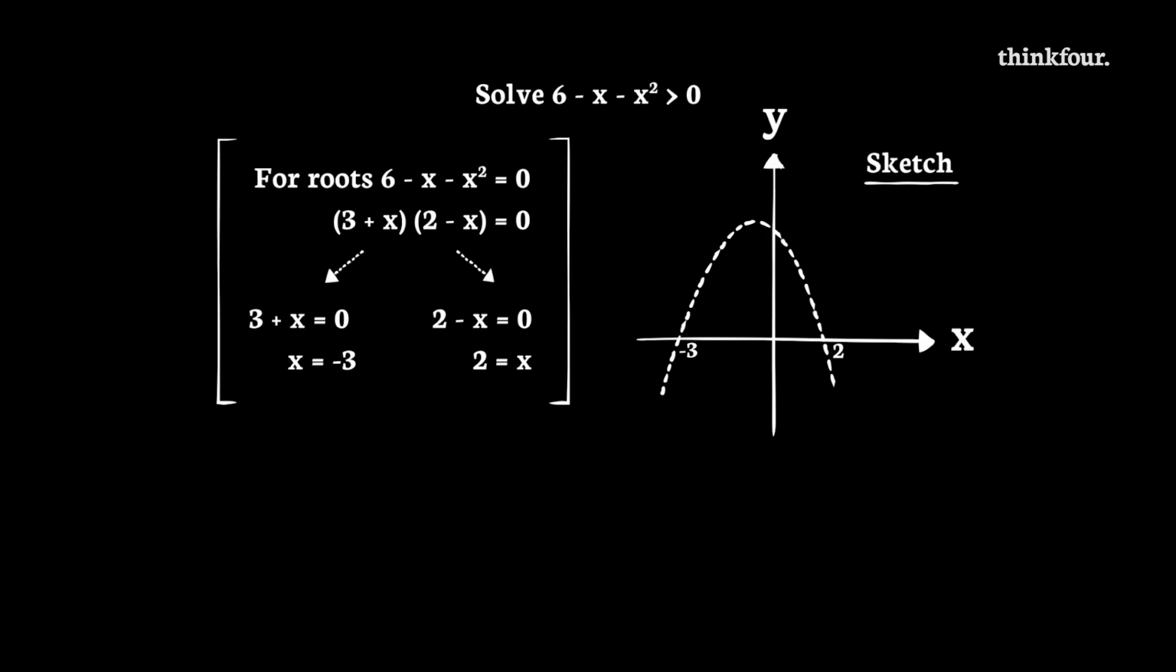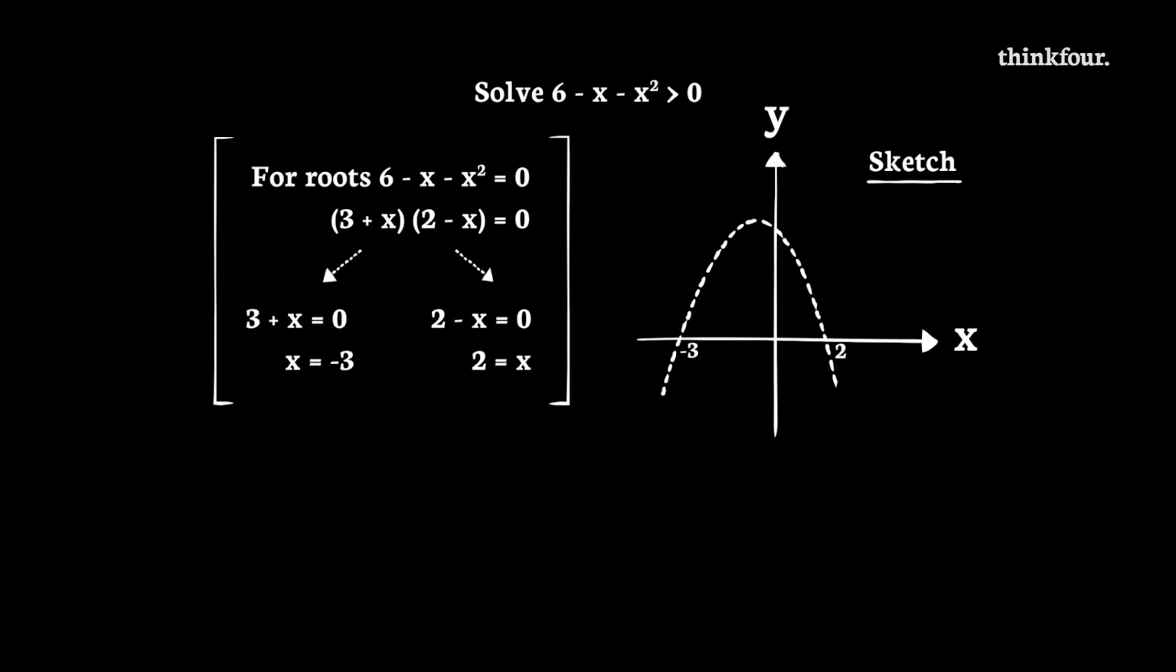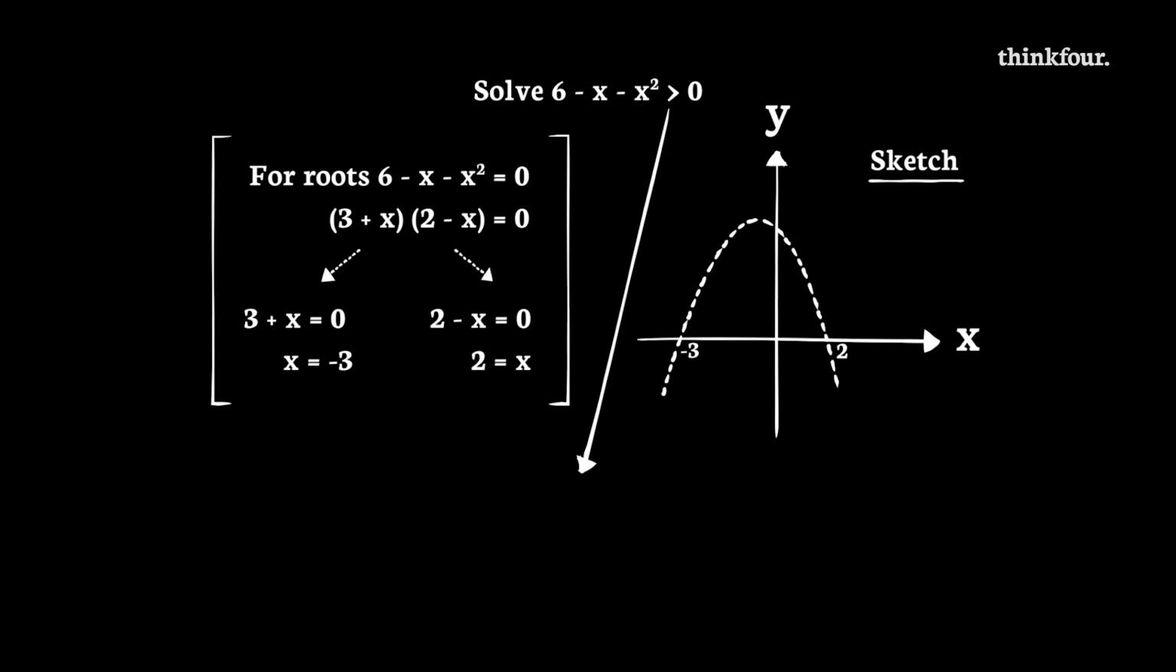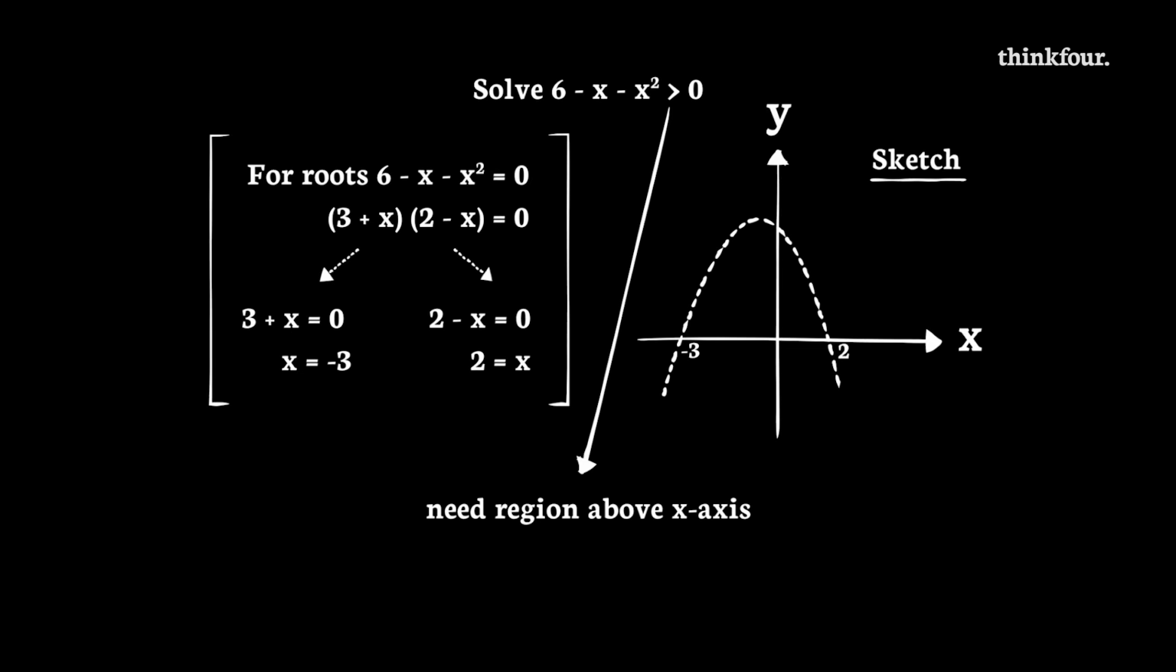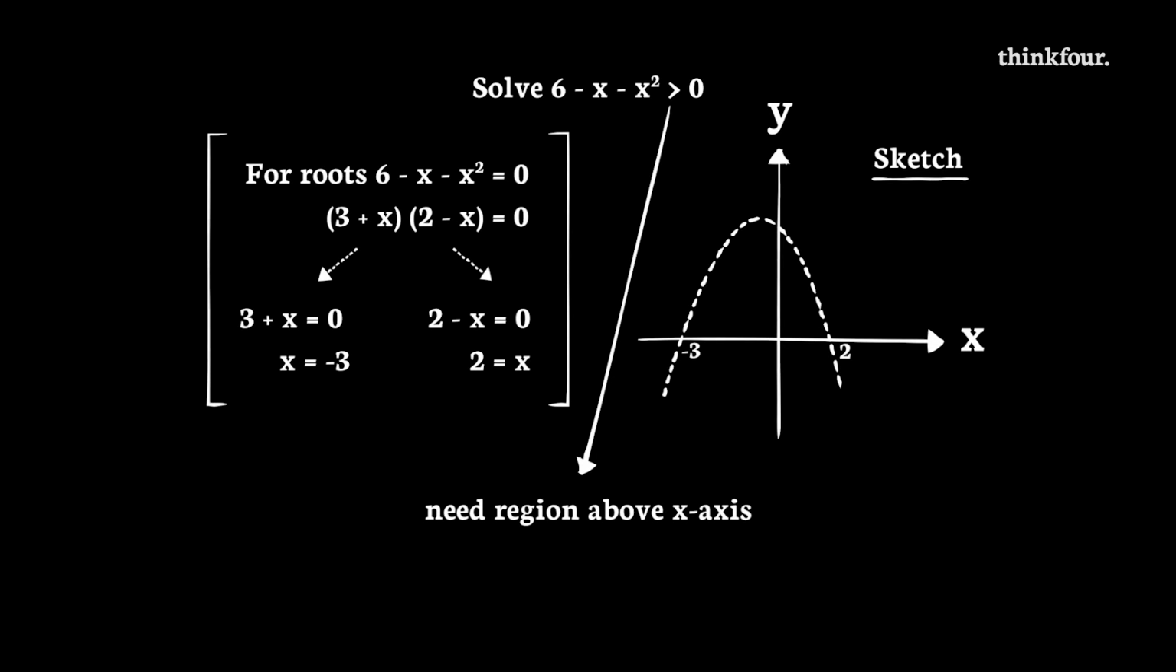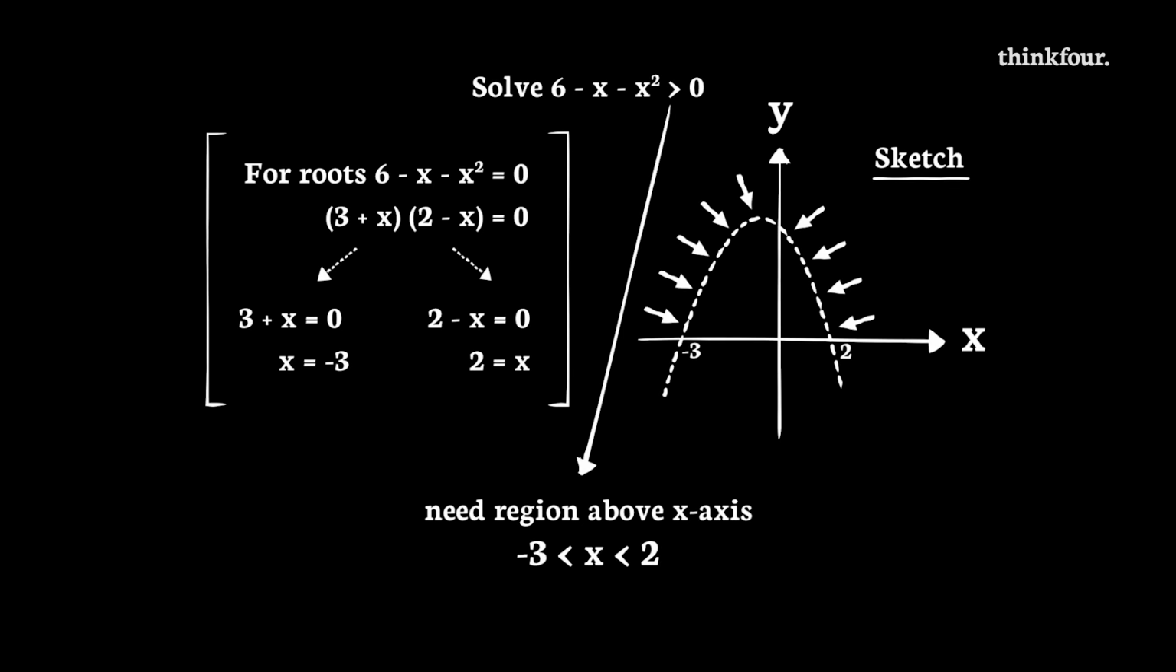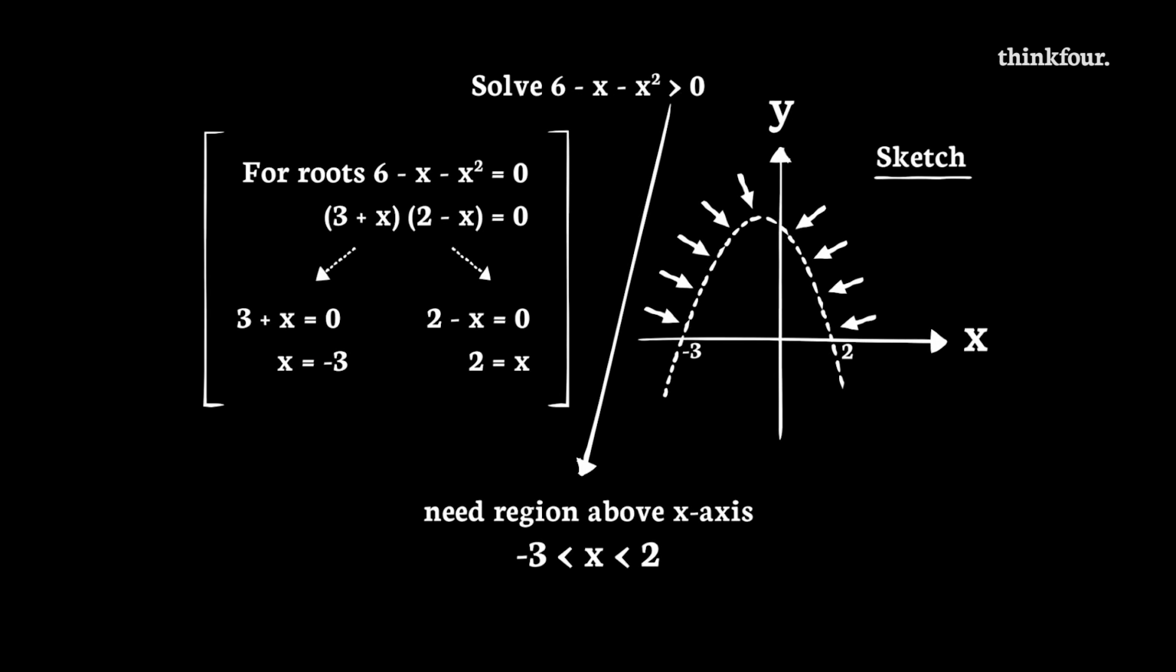The roots are at x equals -3 and x equals 2. This is a quadratic with a negative coefficient of x squared, so the shape is parabolic with a maximum turning point as shown. The original quadratic inequality asked us to solve where it is greater than 0, so we look for the region above the x-axis and don't include the roots. In this case, the region is described by all x values where x is between -3 and 2. We write this as -3 is less than x, which is less than 2.